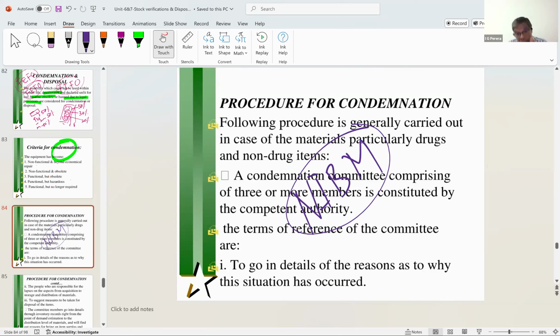So one has to decide what is the procedure for condemning items. Maybe he had to read FRN. In between, he can decide the policy and he can get the approval from the board for condemning items.